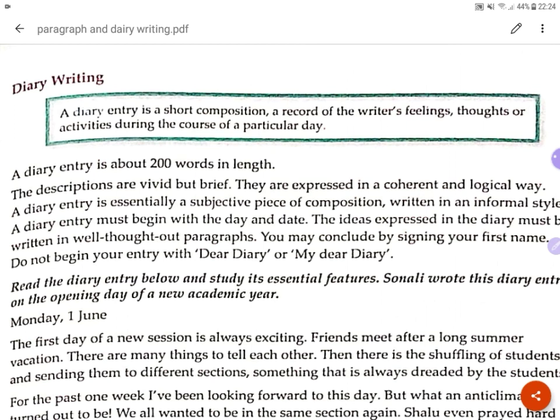So dear student, now we have finished today's session, and we have learned paragraph and diary writing. Now we'll meet next day with some other new topic.